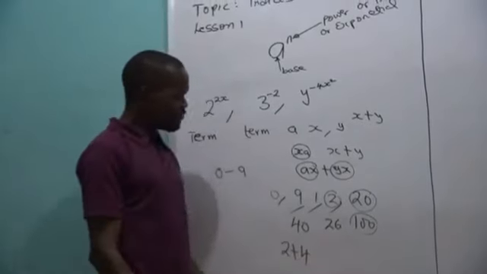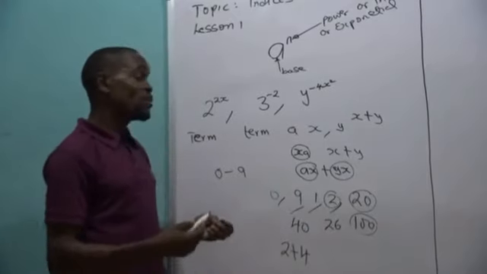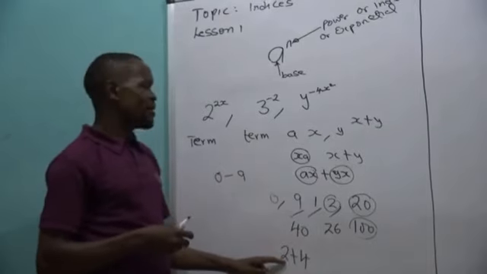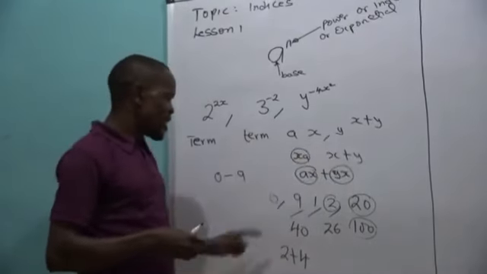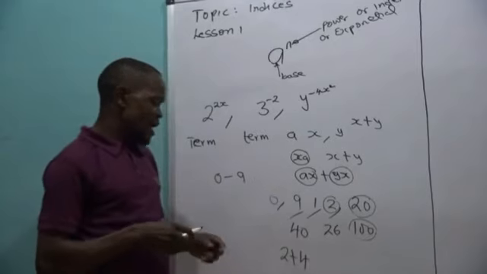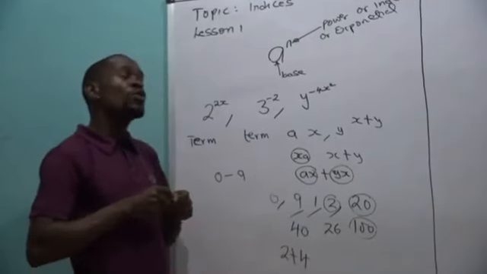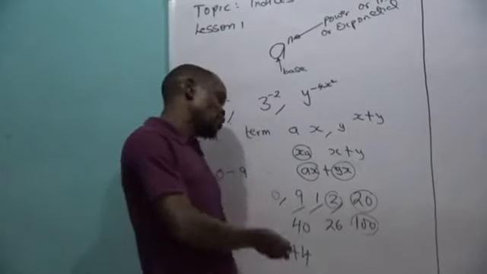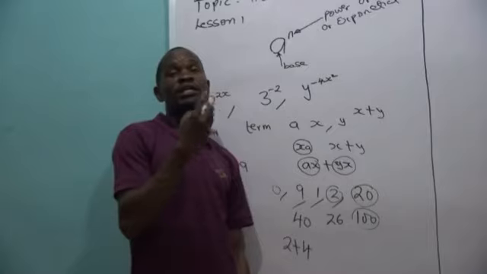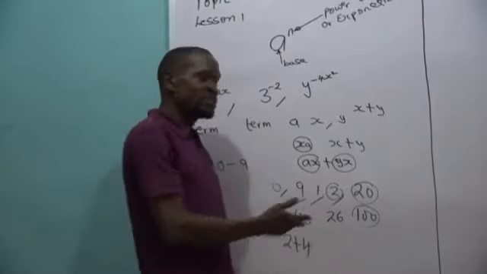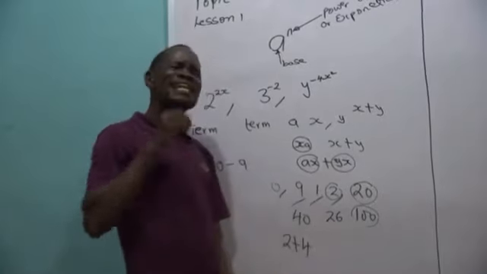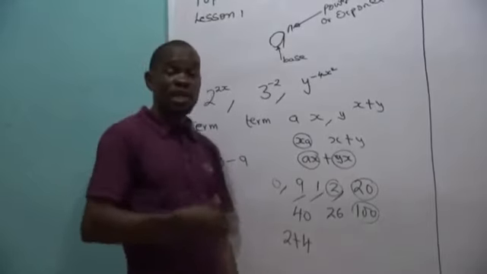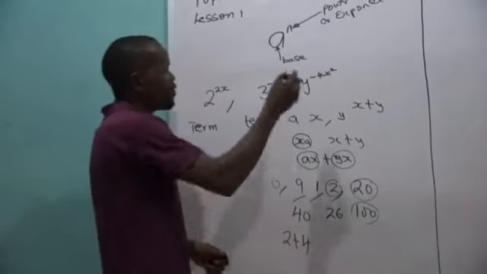Therefore, we have known numbers as terms. Remember, we said A to Z is a term and 0 to 9 is a term. And 0 to 9 will only be a term when it stands alone. As I write it now, 26 is a term. But immediately it is associated with an alphabet, it is no more a term. It becomes a coefficient.